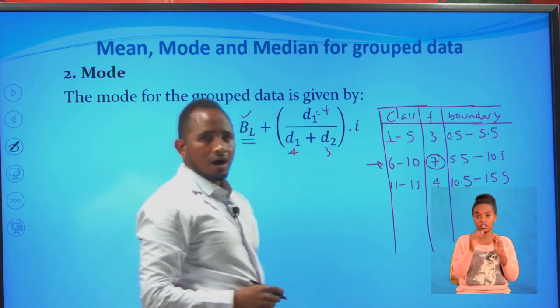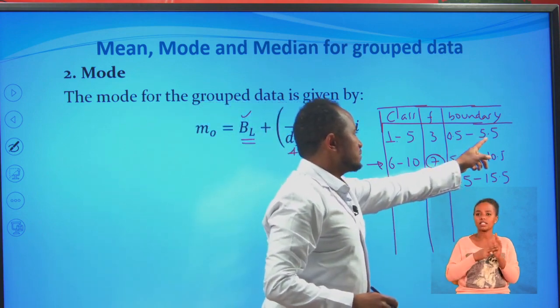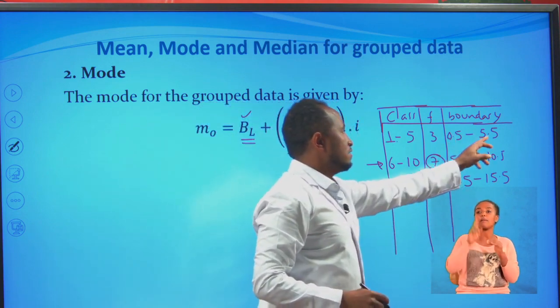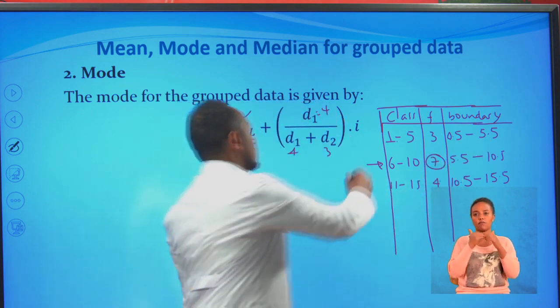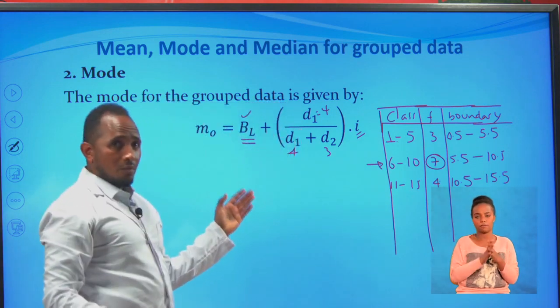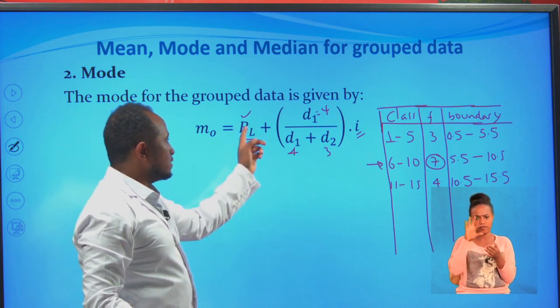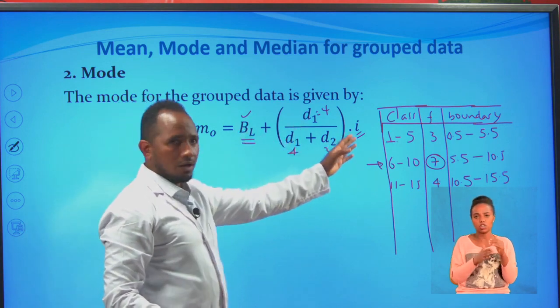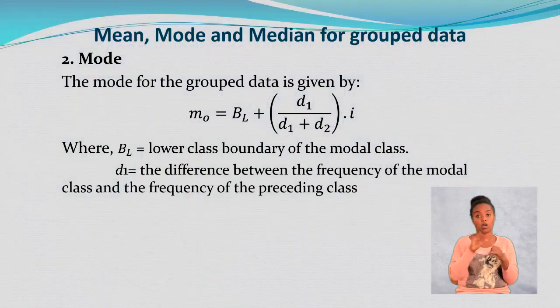I is the difference between the upper class boundary and lower class boundary. 5.5 minus 0.5 gives you 5. So we have found this one. To calculate the mode for group data, we need to find the lower class boundary, D1, D2 and I. After that, you can substitute here and evaluate the mode. Therefore, here, BL is the lower class boundary of the modal class.